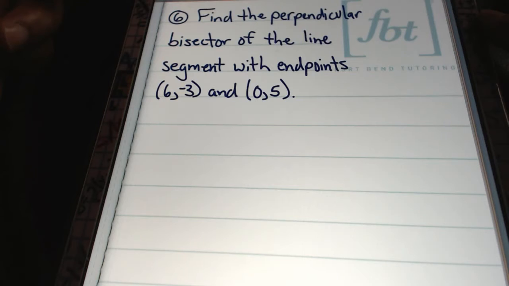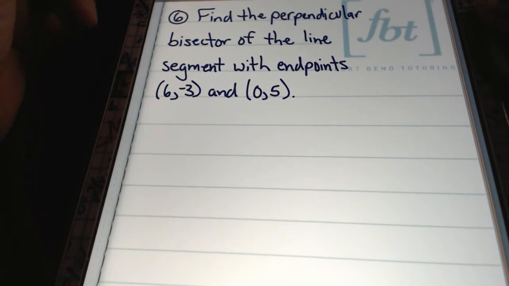So in problem number 6, we want to find the perpendicular bisector of the line segment with endpoints (6, -3) and (0, 5). In a situation like this, we first realize that the endpoints of this line segment will assist us in finding the midpoint. We will then need the slope between these 2 points to find their perpendicular slope. We'll be doing quite a few steps here, one of which is of course using the midpoint.